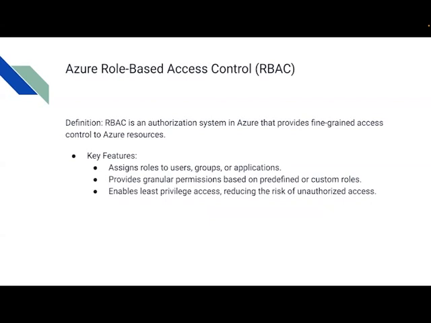So an RBAC strategy will assign role privileges to each user, each group, each application. We have service principals, we have a lot of things in there. Within identity and access management, you can directly configure everything. If you have an RBAC strategy in place, you can configure everything within the Azure portal. So the key features are: assign roles to users, groups, and applications, which I will show you in the demo, and provide granular permissions based on predefined or custom roles.